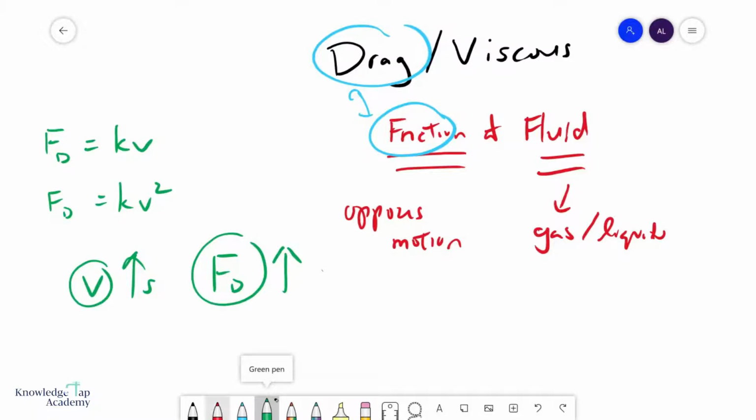The other thing that is quite interesting about this is that if your V is 0, in other words, your object is at rest, then there's no drag. However, friction can act on stationary objects, as we have seen in the case of static friction.